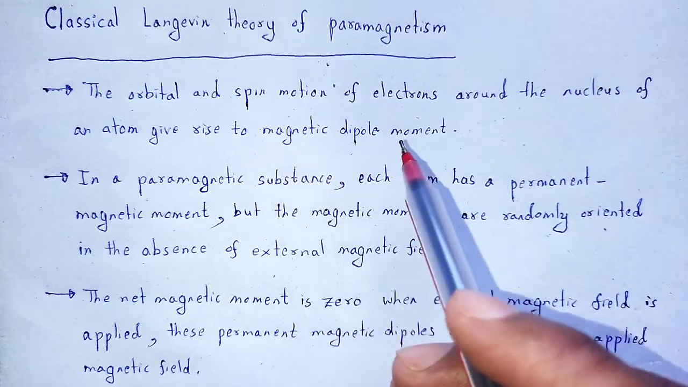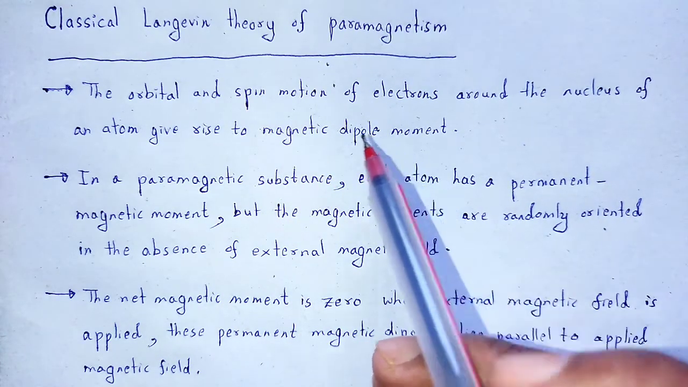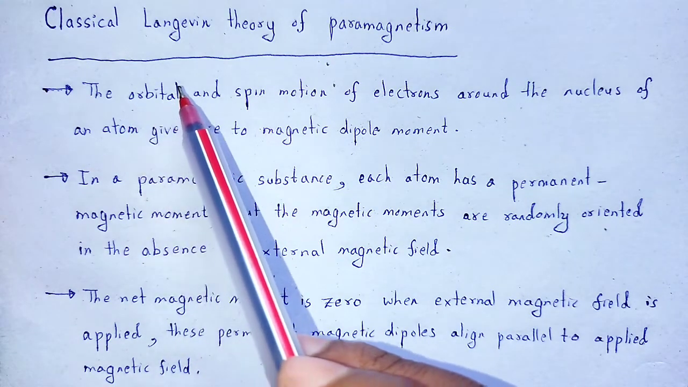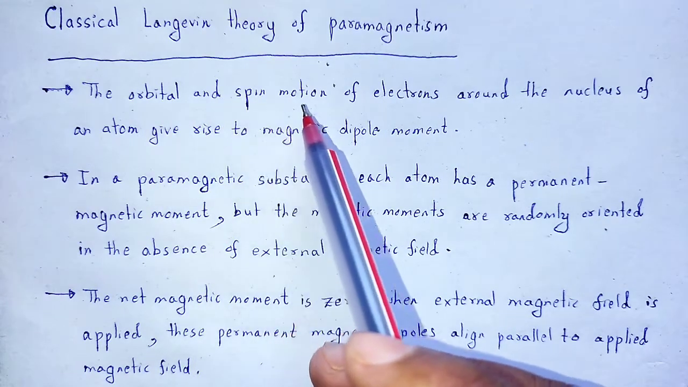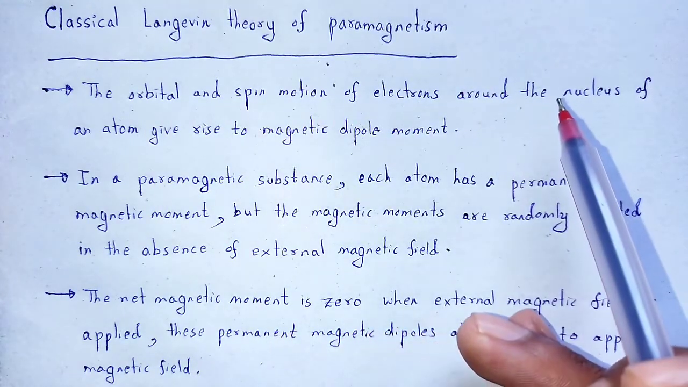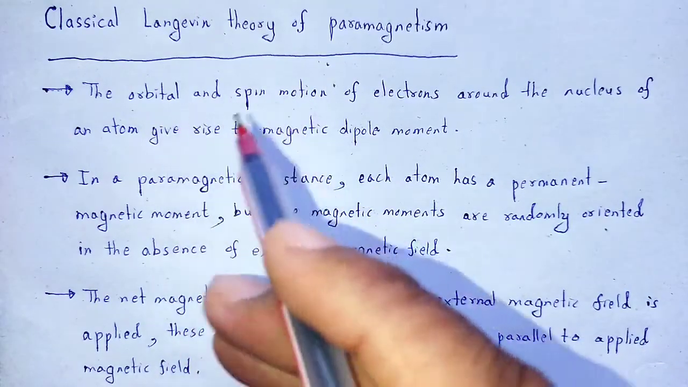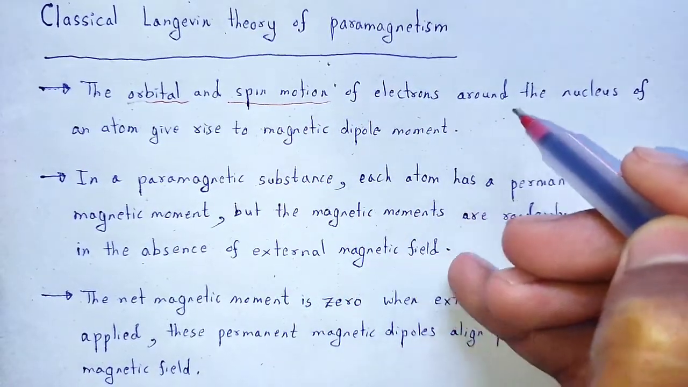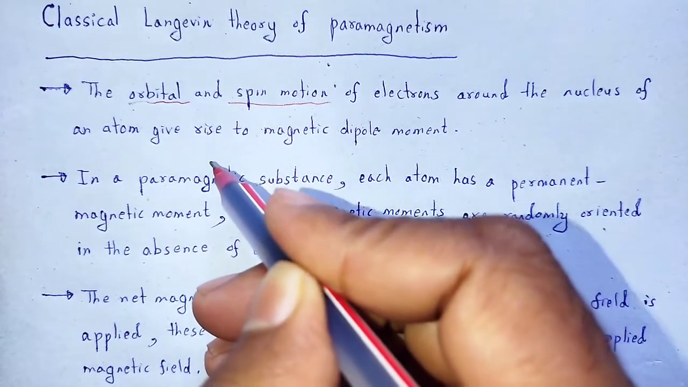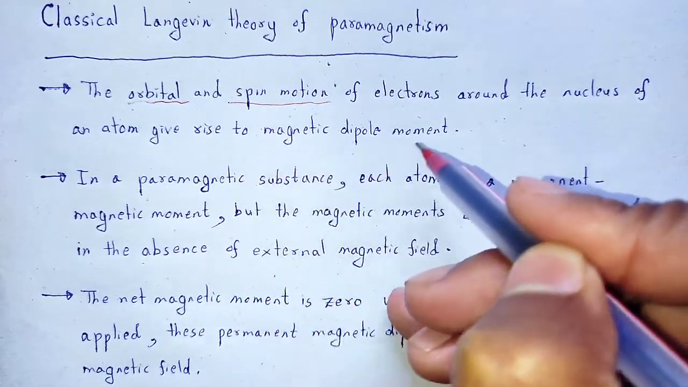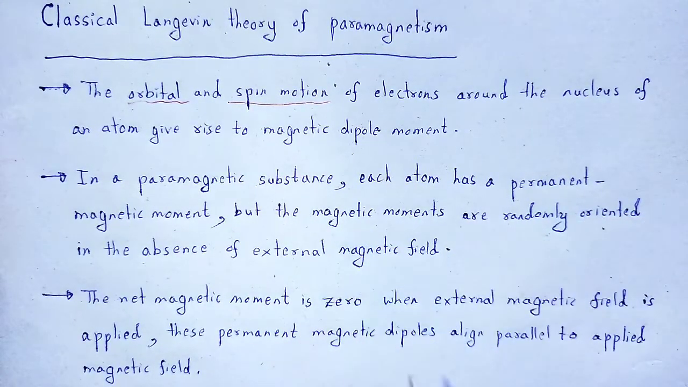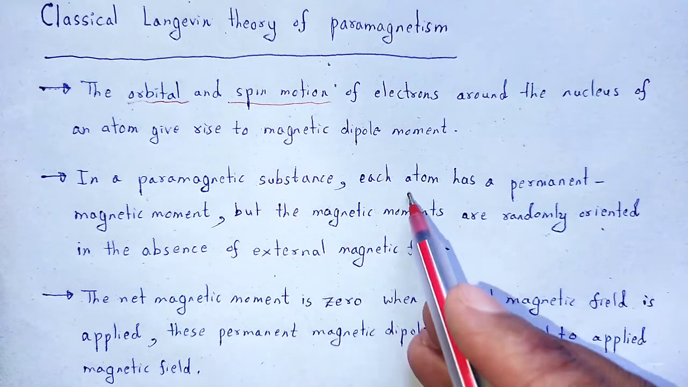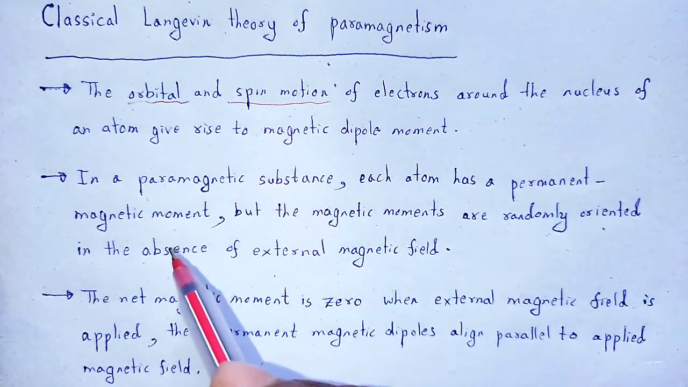A magnetic dipole is developed within an atom due to its orbital as well as spin motion of electrons around the nucleus. The orbital and spin motion of electrons around the nucleus of an atom give rise to magnetic dipole moment. In case of a paramagnetic substance, each atom has a permanent magnetic moment.